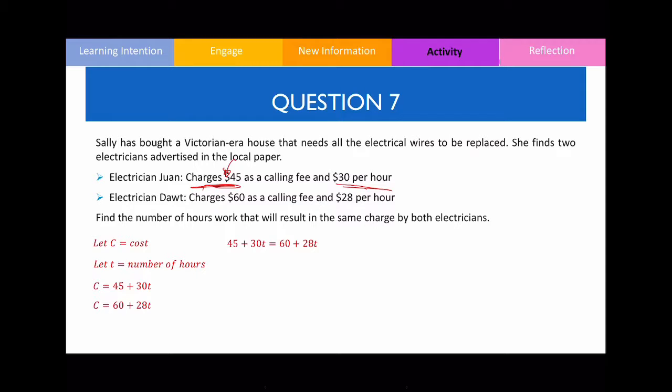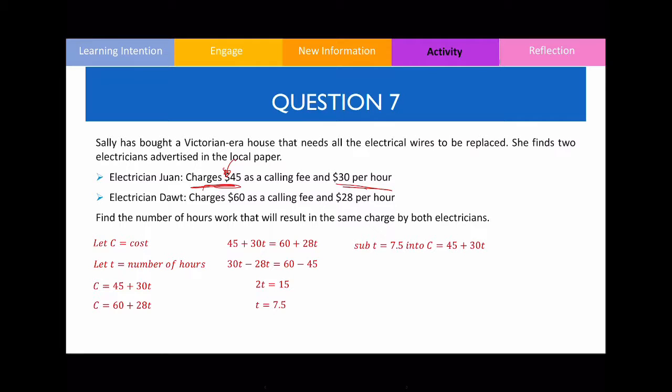I'm going to move T to one side of the equation and all the constants to the other side. So therefore, this is what you get. Simplify that and divide both sides by 2. Hence, you're going to get an answer of 7.5. So that would mean that after exactly 7.5 hours, the cost for both electricians will be identical to one another.